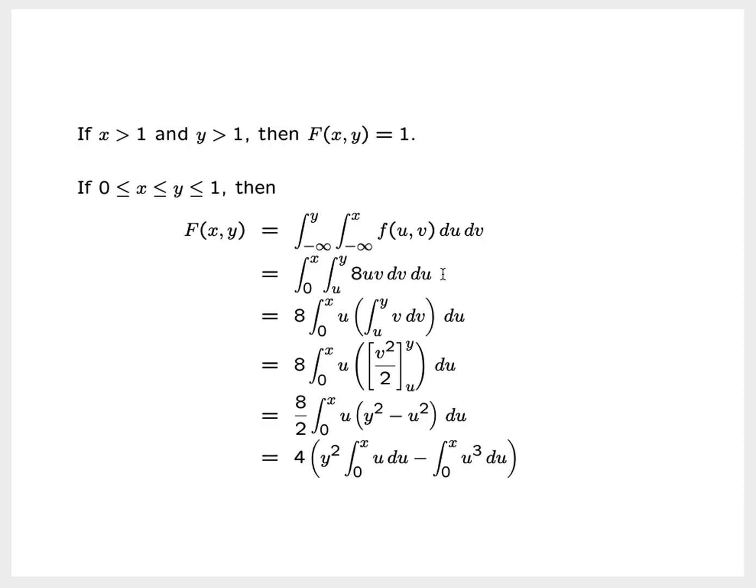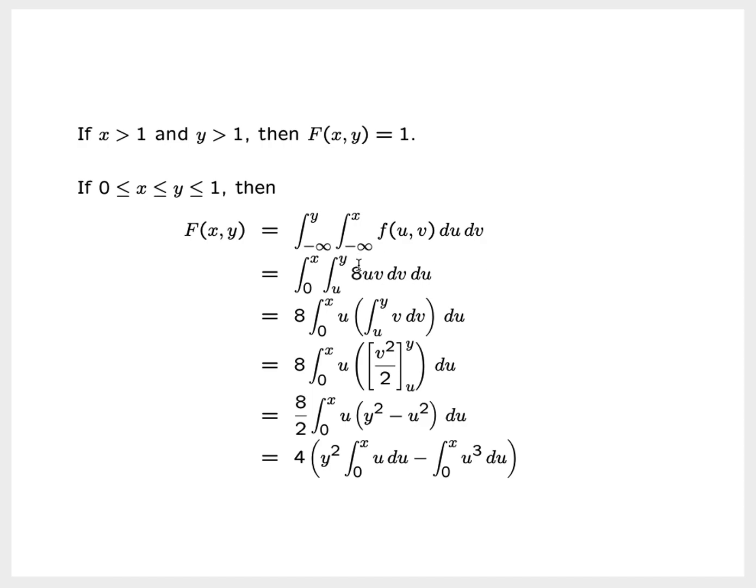Let me start with the outer integral first. So u ranges from 0 to x. And for a given value of u, we're integrating with respect to v from u up to y. And if you draw a picture, I think it'll make sense why we're doing that.